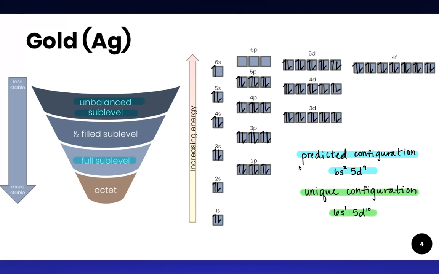So in this situation on the table, our 6s1 moves up to half filled. It was full, now it's half filled. But the unbalanced configuration moves all the way down to full. So overall, the entire electron configuration is more stable because you're getting rid of that unbalanced sublevel.